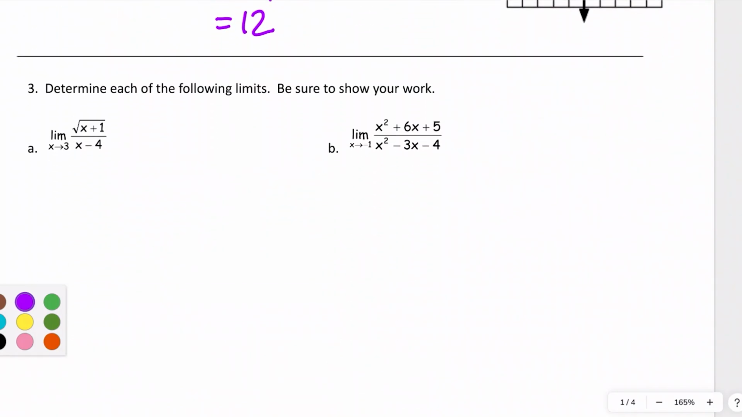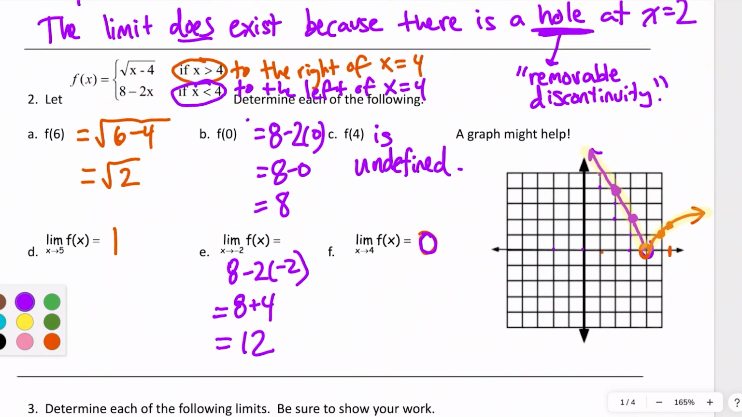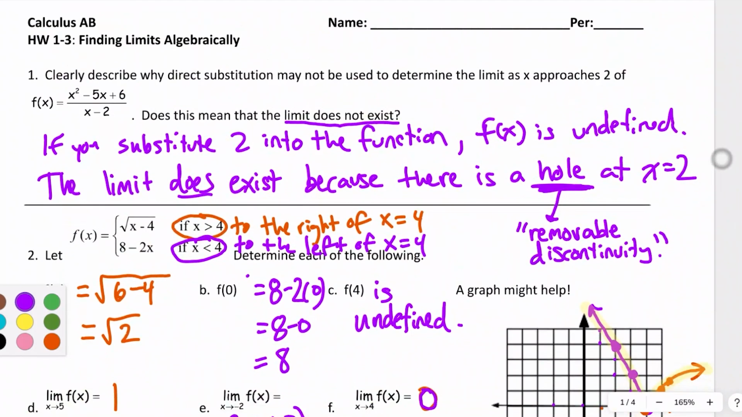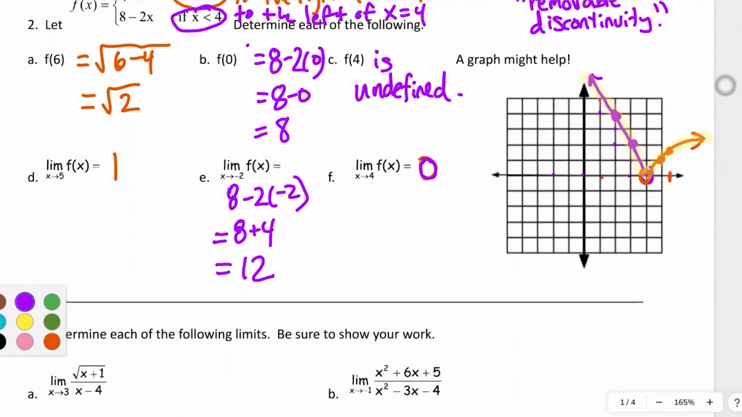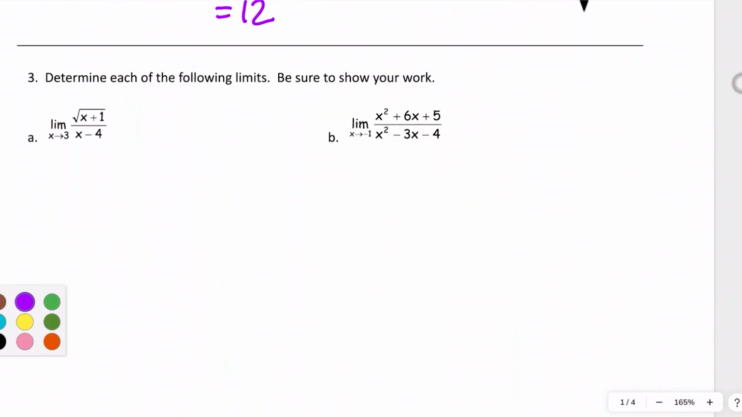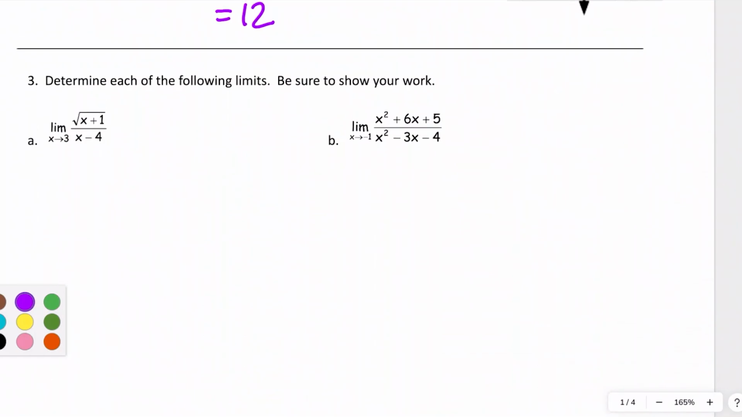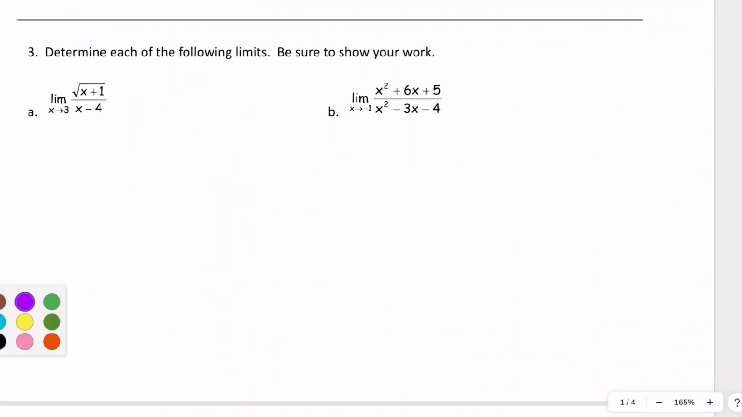Number 3. Okay, so all this other stuff is mostly review. I guess not totally, but this is really what we focused on today. Determining these limits algebraically. This is where the fun begins. So 3a, we want the limit as x approaches 3. Now your go-to strategy should just be to go ahead and plug it in.